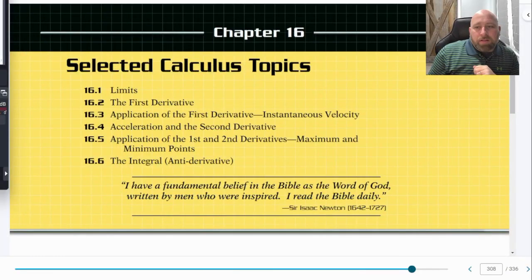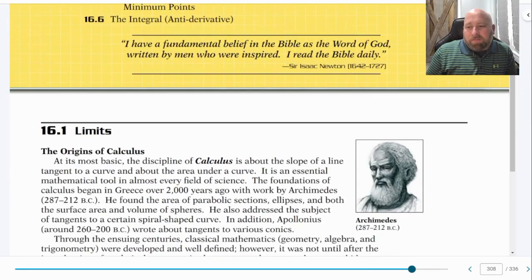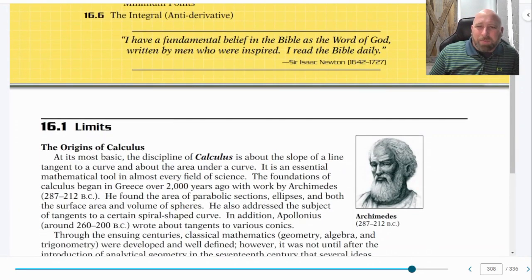Chapter number 16 is on page number 308 in your book. Let's go ahead and look down at it, and let's talk about the limits of calculus. What are limits? Well, let's first set up the stage for what calculus is. In its most basic form, the easiest way to understand what calculus really is to say that it's about the slope of a line tangent to a curve and about the area under the curve.